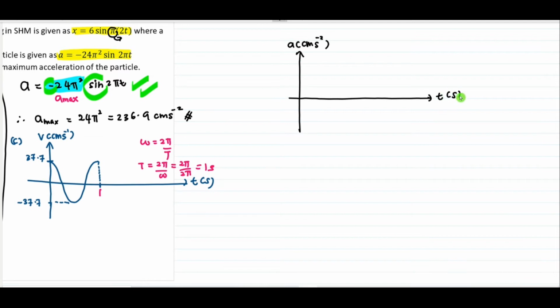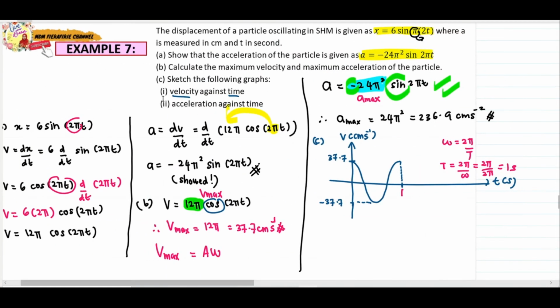So T. So the graph should be negative sine graph. Okay. And the value here should be 236.9. So here should be maximum acceleration, negative 236.9. And here is the period, 1. Okay. So kita dah menjawab semua soalan dengan lengkap. Alright. So finish example number 7.